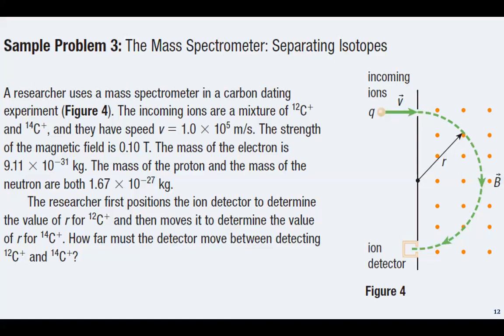The researcher first positions the ion detector to determine the value of R for carbon-12 and then moves it to determine the value of R for carbon-14 ions. How far must the detector move between detecting carbon-12 ions and carbon-14 ions? Okay, I'll give you 5 minutes to consider this question, and then we'll have a look at the solution together.